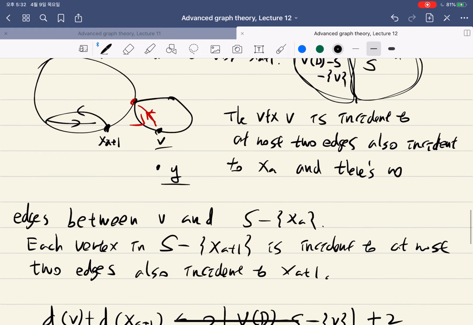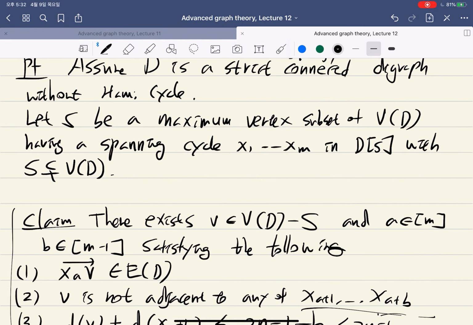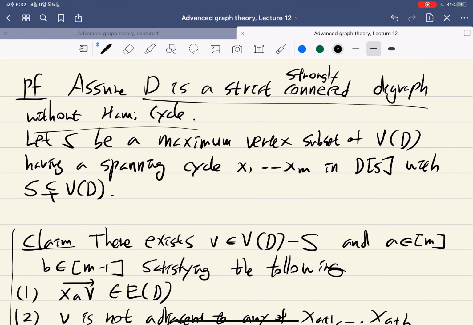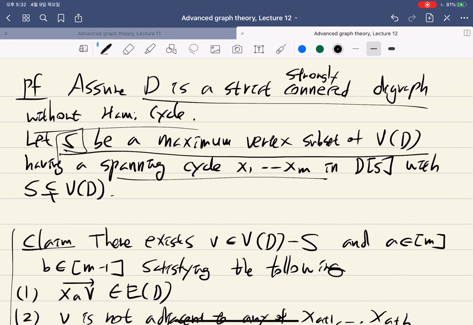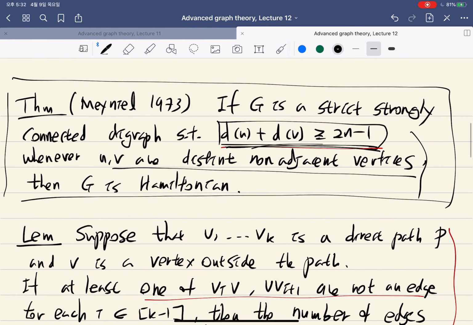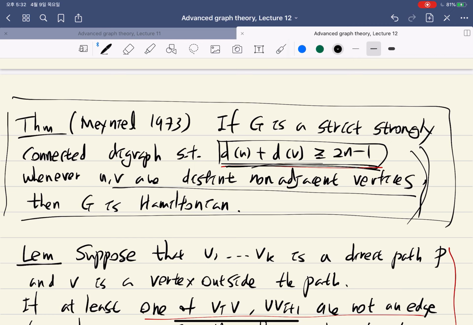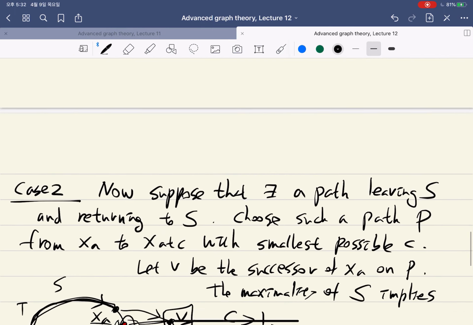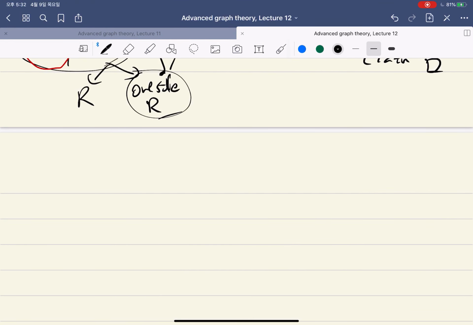And as the claim is proved, what does it mean? If we have a digraph which does not have any Hamilton cycle, then we take the maximum vertex set S with the spanning cycle. Then you can find two vertices which are not adjacent, whose degree sum is less than 2n minus 1. That contradicts the assumption. So it implies that, did I write G here? Let's write T. Anyway, this digraph T must be Hamiltonian if it satisfies the condition. And this also proves the theorem.